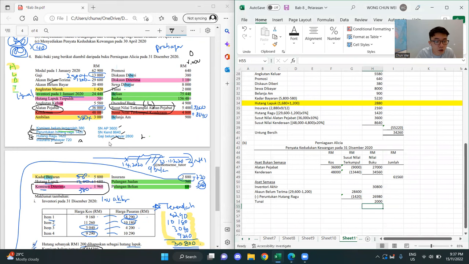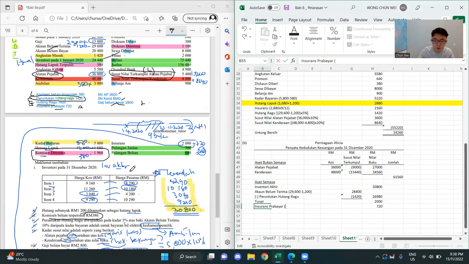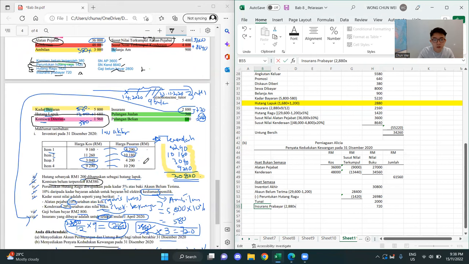So then you look at your maklumat tambahan. Okay? Remember the prabayar asset is the asset. So insurance prabayar, I have to record here, 720. If you want, you can show the working as well. How do you get this? I'm actually using 2,880 times the extra, how many months? 3 months, right? 3 over 12. And then you will get 720.